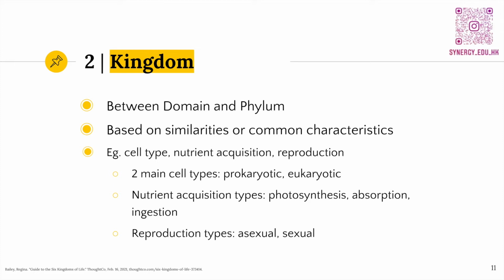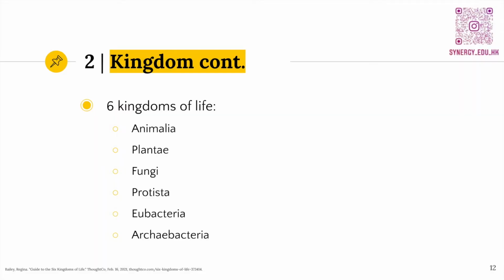On the other hand, eukaryotic cells do have a nucleus to encompass their genetic material and can be either unicellular or multicellular. For nutrient acquisition types, these include photosynthesis, absorption, ingestion, and more. Lastly, in regards to reproduction types, these include asexual reproduction and sexual reproduction. So within the 3-domain system, there are 6 kingdoms of life, being Animalia, Plantae, Fungi, Protista, Eubacteria, and Archaebacteria.